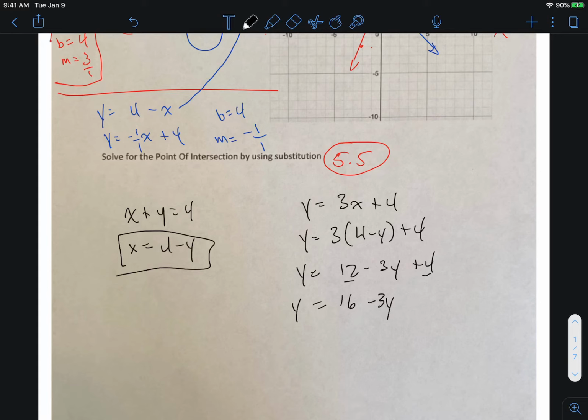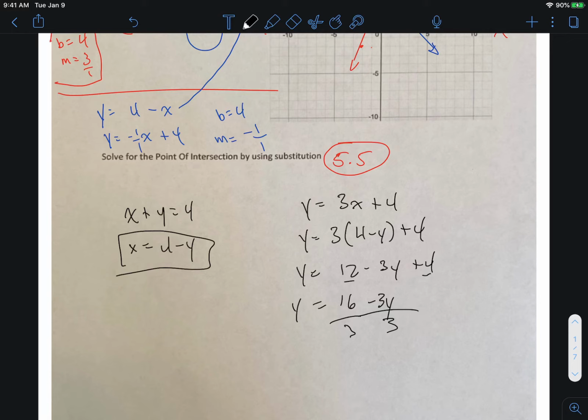Now you're going to need to get 3Y by itself. So we need to add it on this side and bring it over to this side, and then collect like terms on the left side. You know what a lot of kids will do there? They'll say, "Oh, I want to divide by 3." You can't do that because then the 16 has to be divided by 3. Well, you do to one side, you have to do the other.